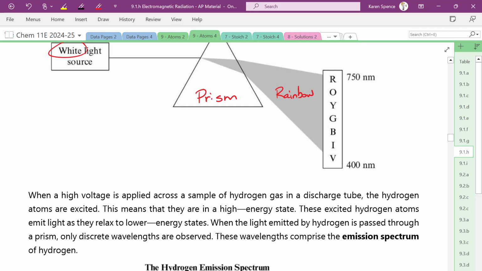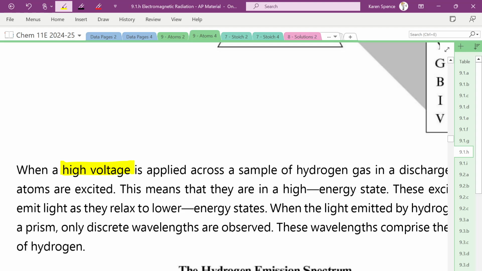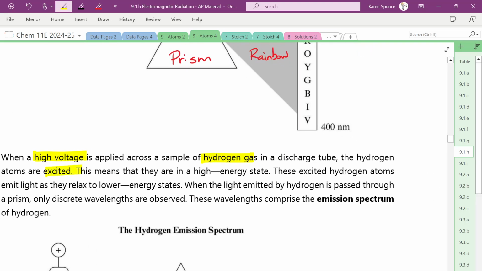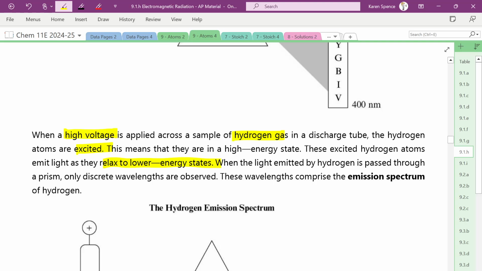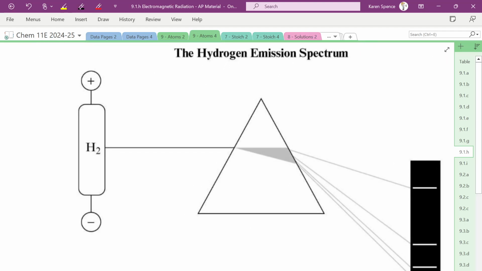And this just kind of talks you through the whole process we talked about yesterday. Do you remember that demonstration the guy did with the discharge tubes, and then we saw the diffraction, right? So this is what they're talking about here, that high voltage is applied to hydrogen gas, and the electrons are excited, okay? And then the excited hydrogen atoms relax to lower energy states, and that's when we get an emission spectrum. So here we have our voltage.